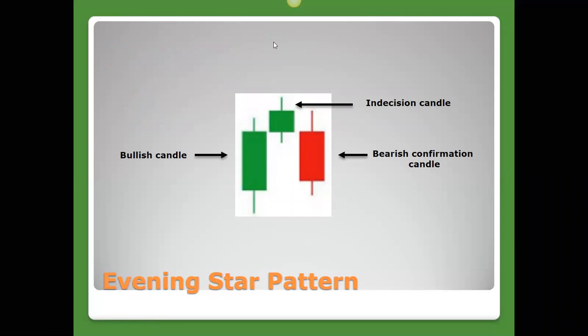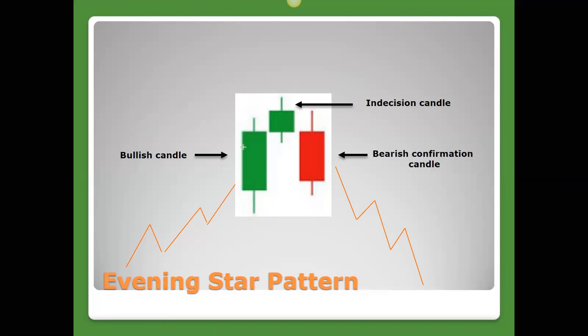Evening star, think of evening, what happens in the evening, the sun goes down. So that's exactly what we're looking for. So we have a bullish trend here, and then we get an evening star, which means now it'll be evening, the sun will come down. That's how I tend to see this. So this is kind of what we're looking for.